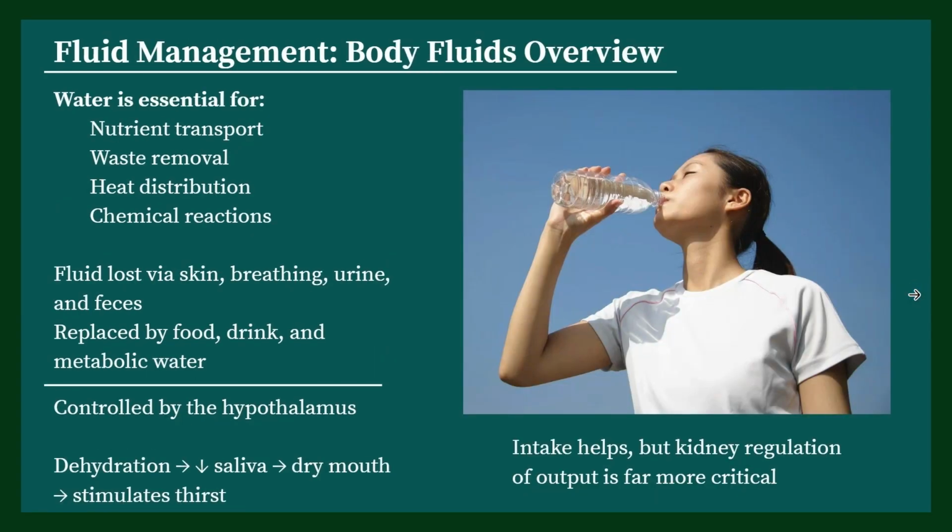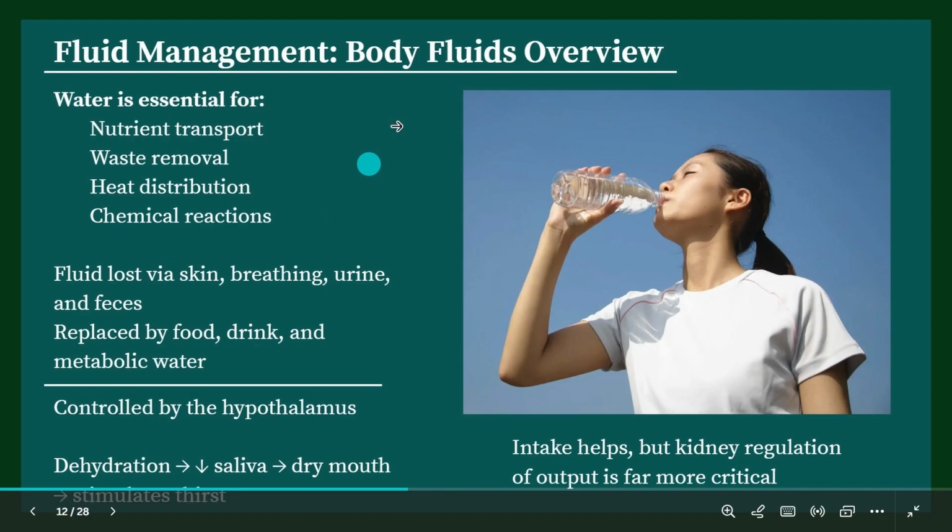Fluid management, how our body manages the fluids. So, of course, we know that water is essential for nutrient transport and waste removal, heat distribution, and chemical reactions. We drink water, ideally, but our fluid is constantly being lost through the skin and through breathing, through urinating out our waste, and through number 2. And we gain water through food and drink, and also water is produced through the process of breaking down nutrients for ATP. So we can get water that way as well. And the fluid management is controlled by the hypothalamus.